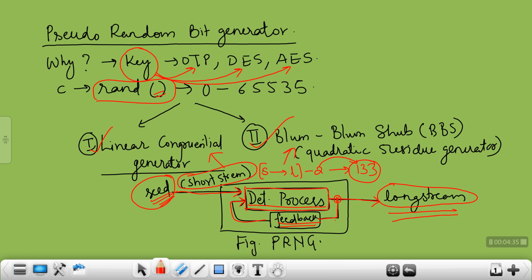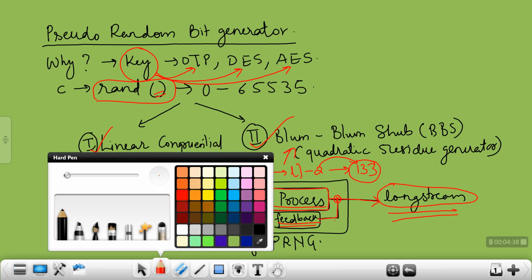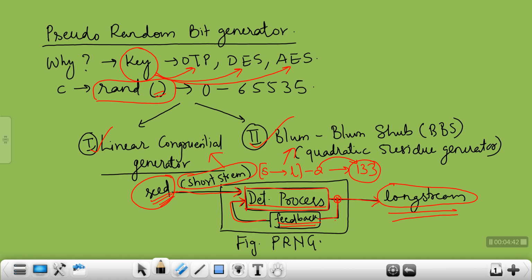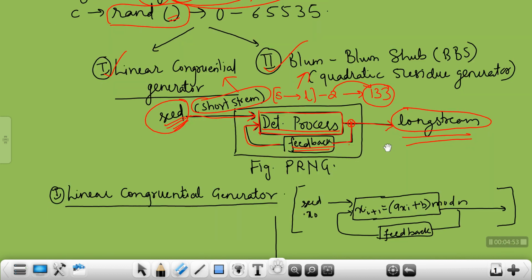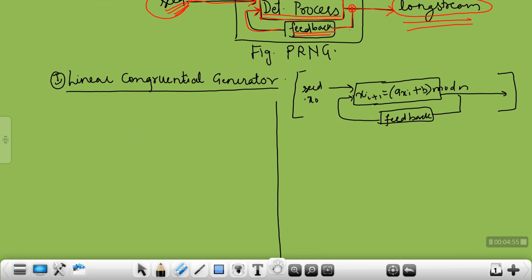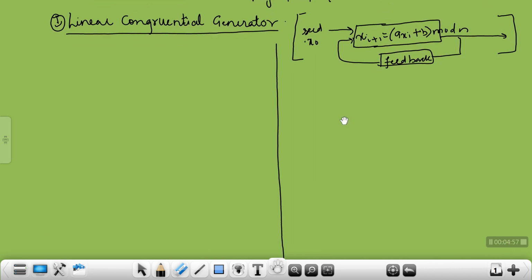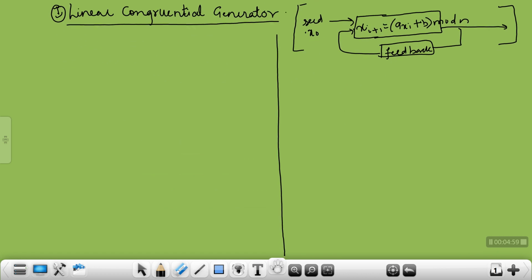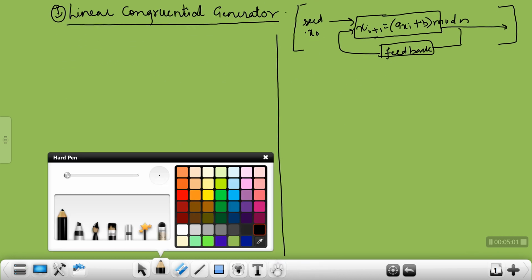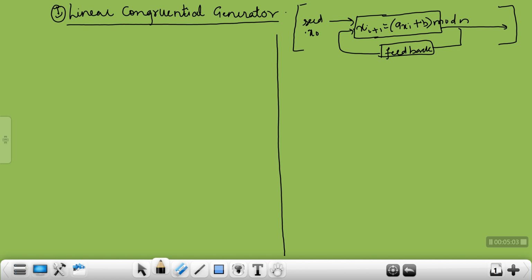So just keep this in mind. This is your pseudo-random bit generation diagram, in general a figure for pseudorandom bit generation. Let us jump to the first pseudorandom bit generator, the linear congruential generator. What happens in it? How does it work? What are the advantages and disadvantages? We will see this in this session. In the next session we will do Blum Blum Shub, the residue generator.